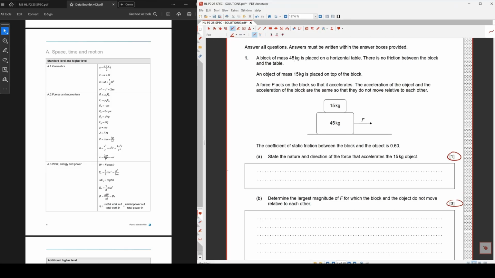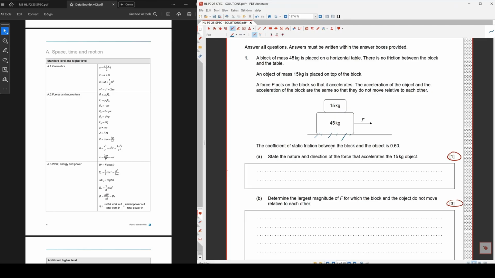Okay, so a 45 kilogram block on the table. There's no friction between the block and the table. So I would maybe even sketch a little something for myself, like, okay, that's a frictionless surface. I'm just trying to picture what's going on here. Then I put a 15 kilogram object on top of the block. Force F acts on the block, so it accelerates. The two move together, so they don't move relative to each other.